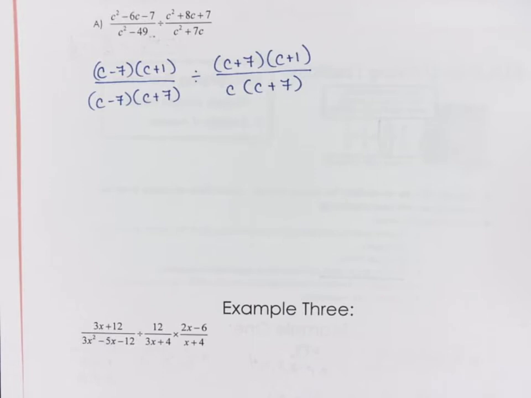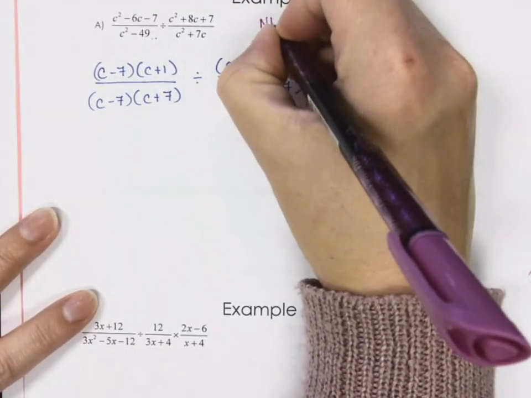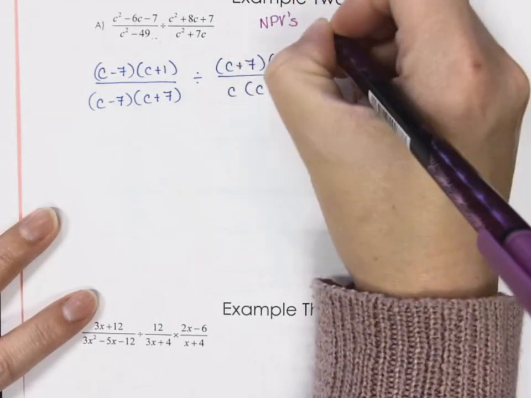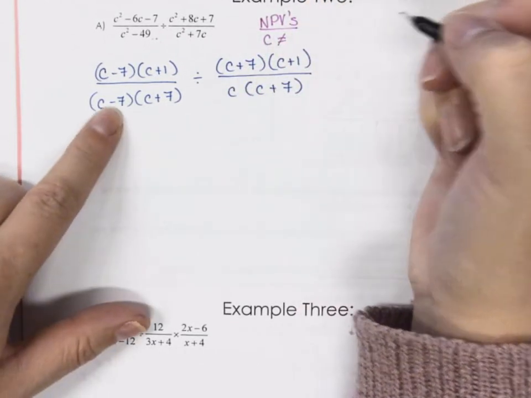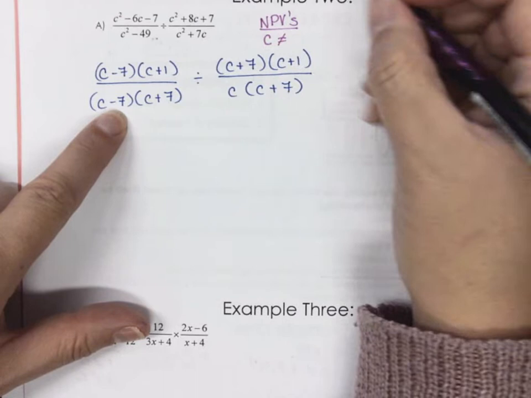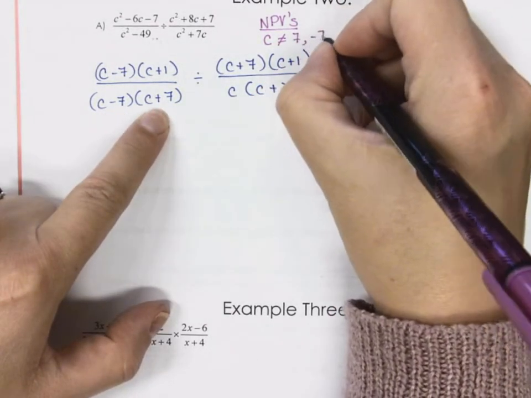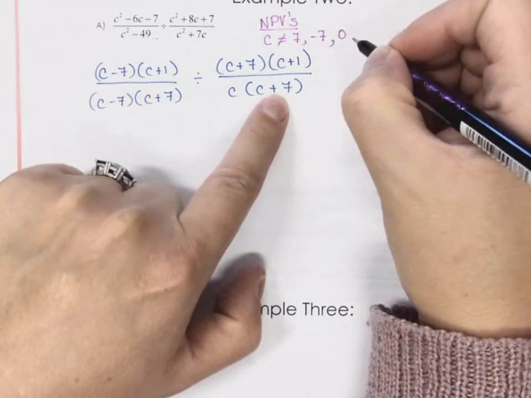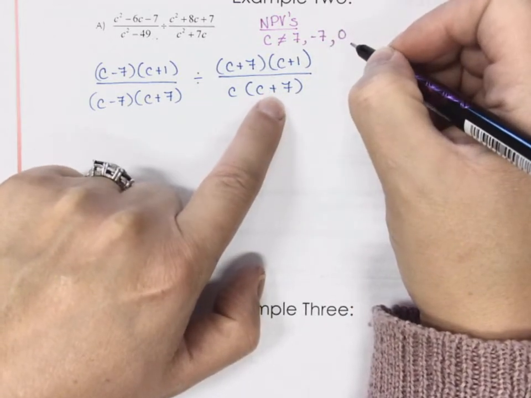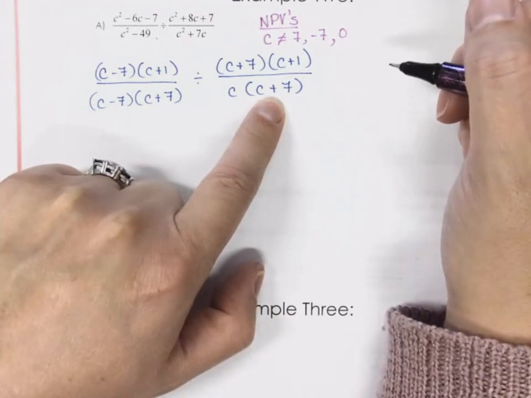Okay, awesome. So now we're going to do our MPVs. Are you guys cool if I do them my way? So C cannot equal, let's go through them. What's this one? Positive 7. This one? Negative 7. This one? 0. And this one? Negative 7. So I've got two of the same, right? You only have to write it once. Okay?